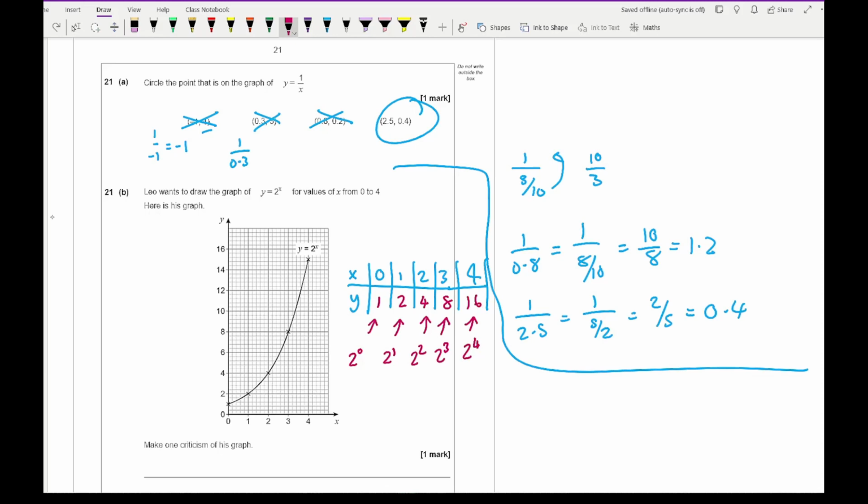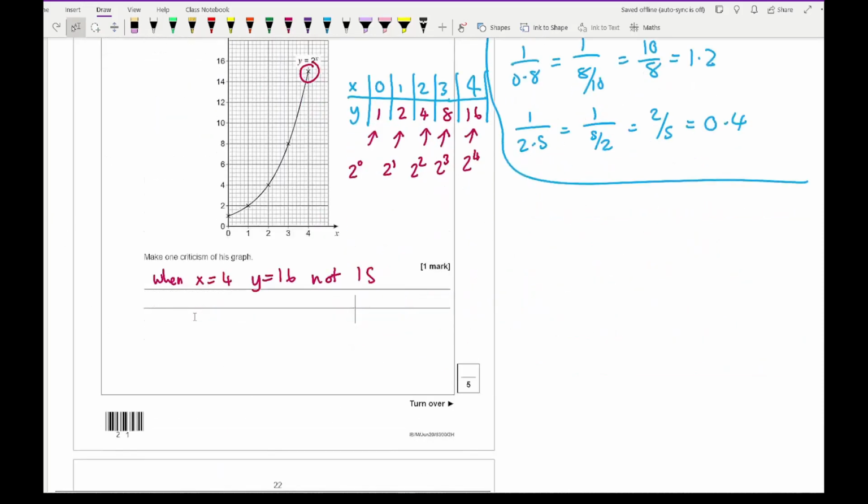So looking at this, we can see straight away that when x equals 4, y should equal 16, not 15, which is what Leo has plotted. Then the other values are correct, it's just that one that is wrong.